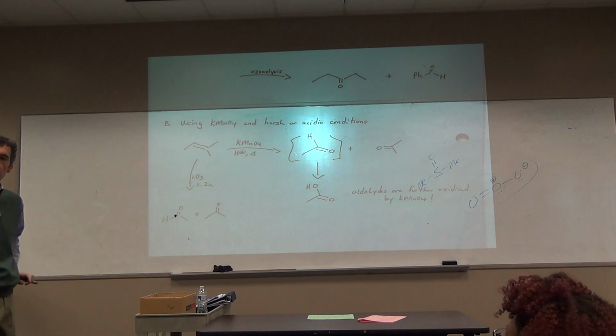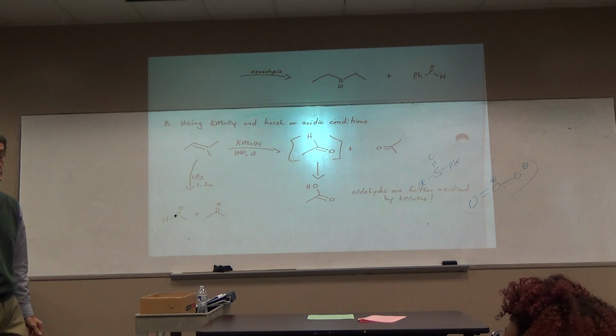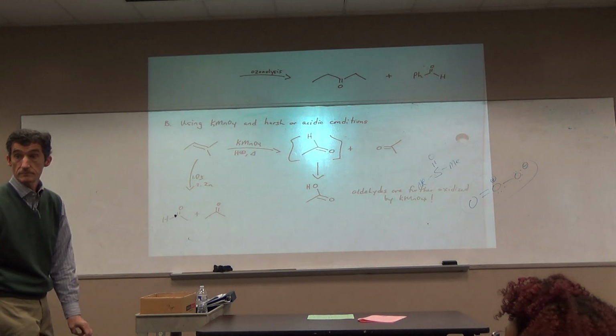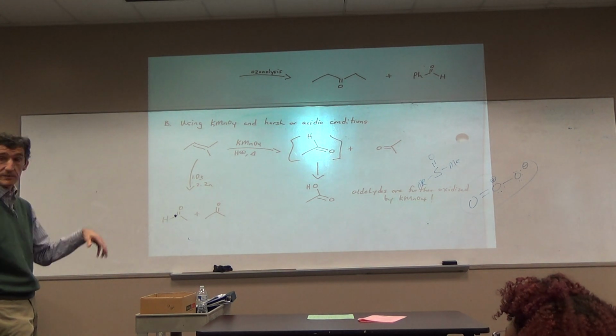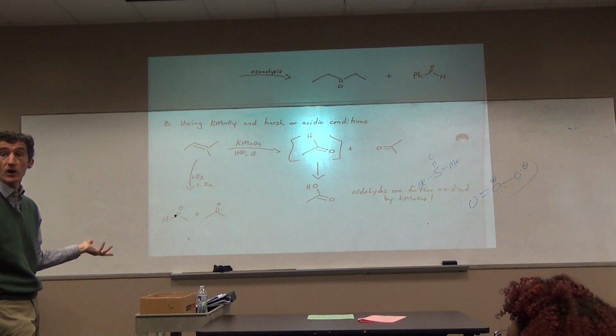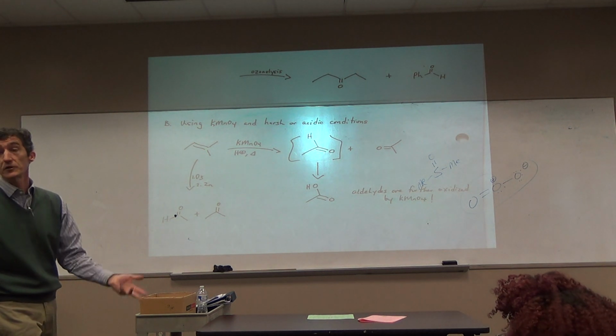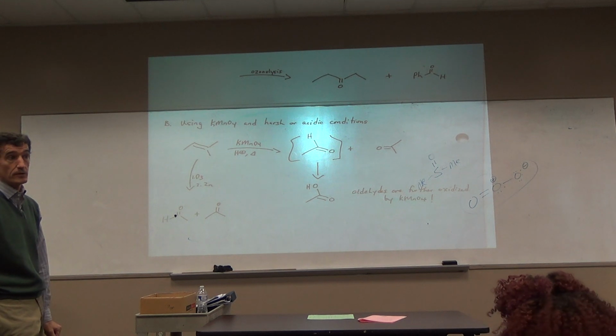Does this ozonolysis always make a ketone and an aldehyde? No, it depends on what's on the carbons. In my example, we gave a ketone and an aldehyde because one carbon had 2 R groups, and the other carbon only had 1 R group. All right.